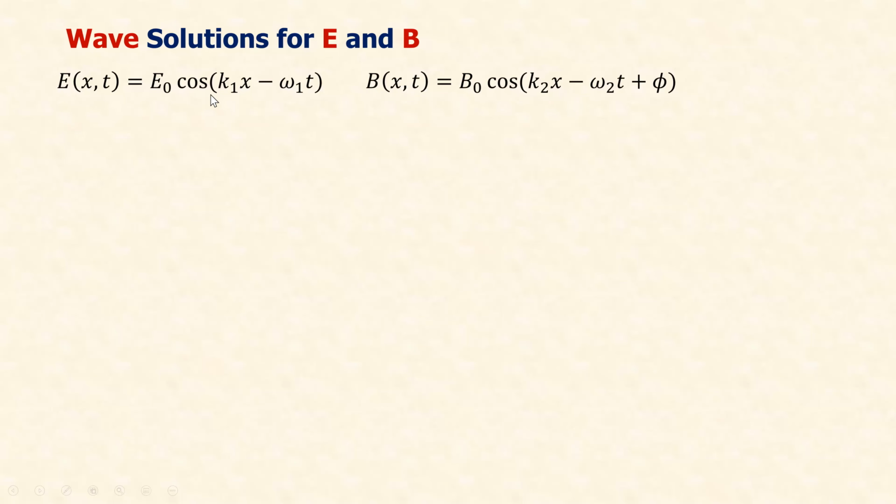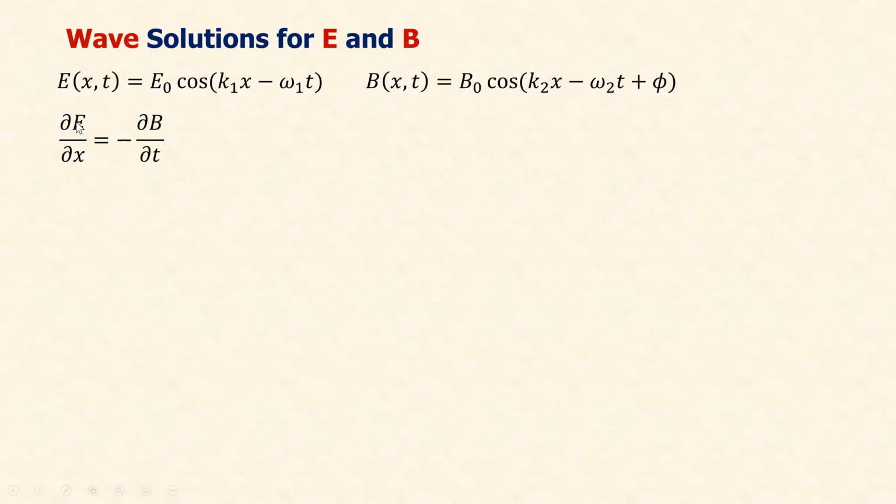The electric field can have some wavelength and frequency for itself. The magnetic field can have another wavelength and another frequency, right? And there can be some phase between them. So let's see what happens, but they have to satisfy the Maxwell equations that we derived from the original integral form. These are the differential forms of the Maxwell equations.